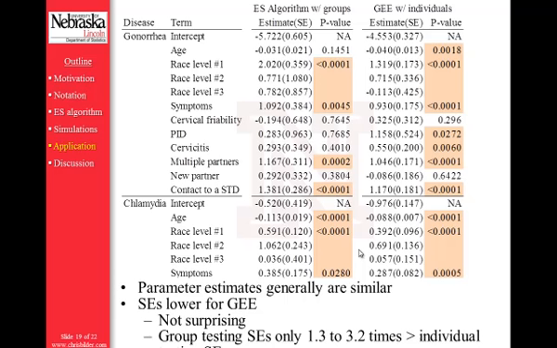These parameter estimates generally are similar for the two methods. Standard errors are lower for GEE, again, not surprising. But what's interesting is that these group testing standard errors are only 1.3 to 3 times larger than the individual testing standard errors, even though we have 5 times more observations with the GEE approach.